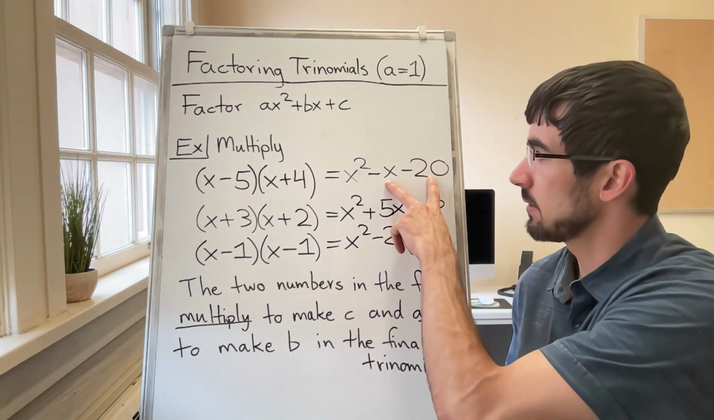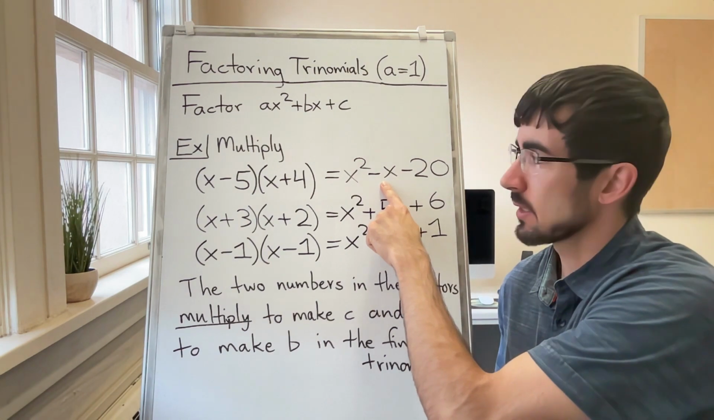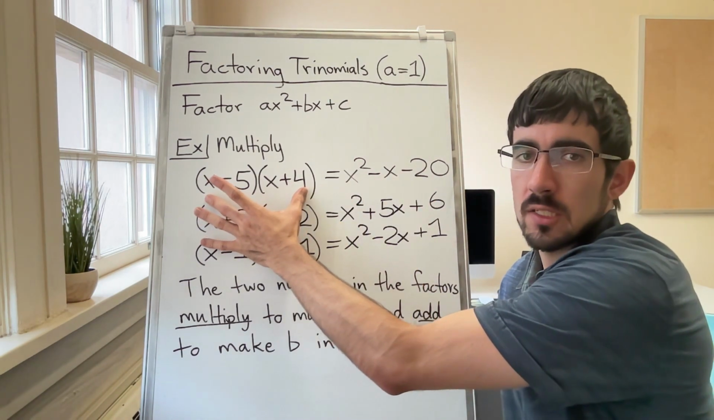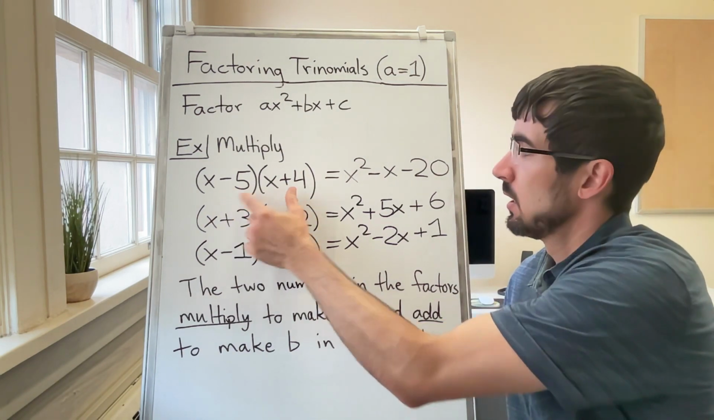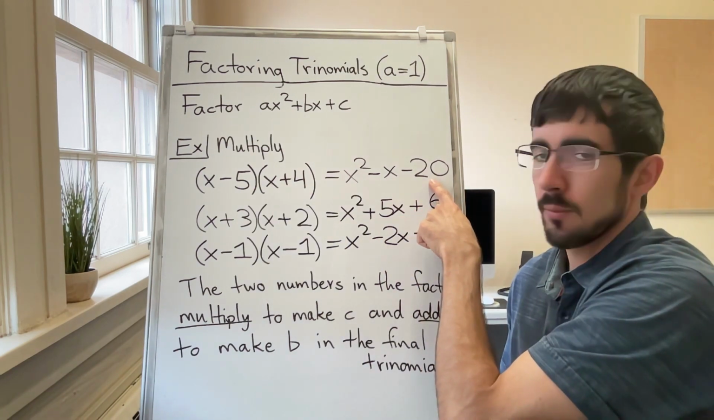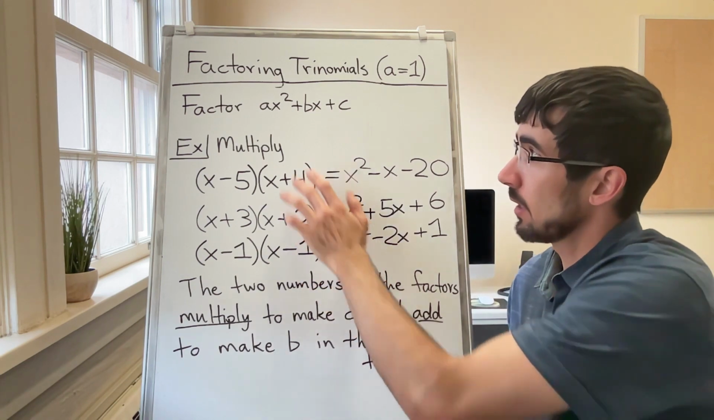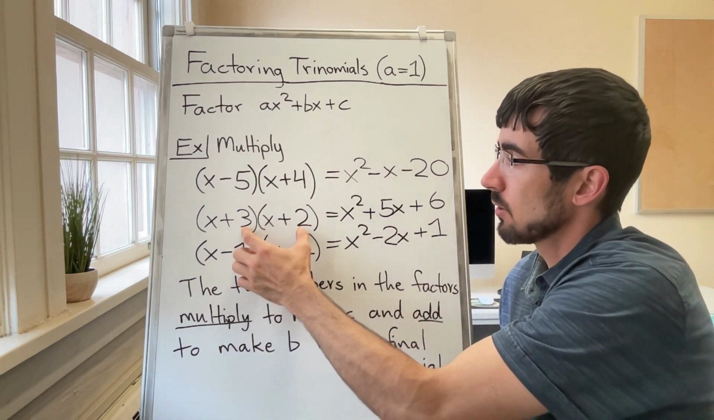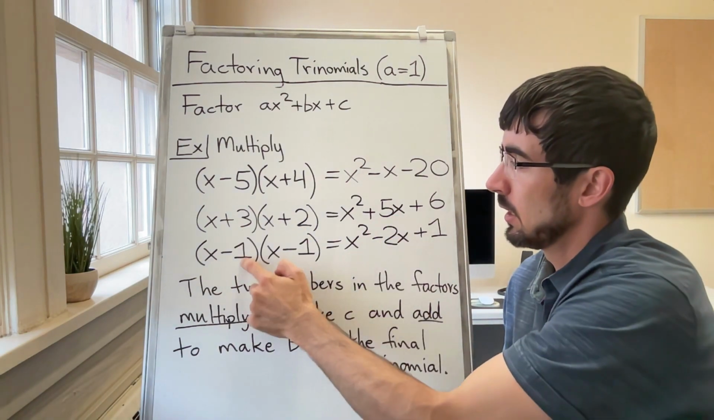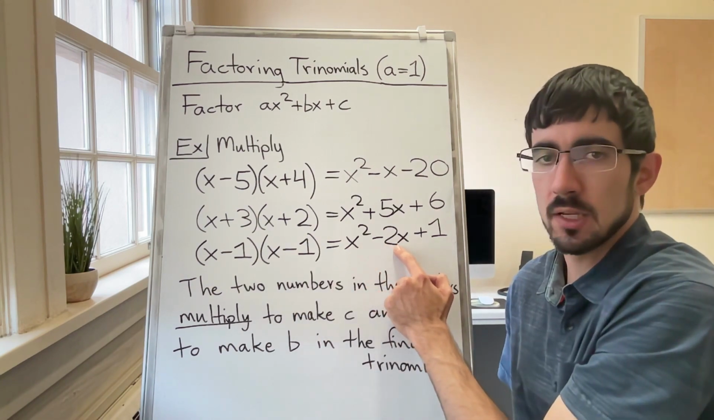And that's exactly where these came from, right? Remember, to get this value of negative 1x, I combined or added negative 5x plus 4x. So these 2 factors add to make negative 1, and they multiply to make negative 20. That pattern is true across all trinomials as long as a equals 1. So I have 3 times 2 is 6, 3 plus 2 is 5. Negative 1 times negative 1 is 1. Negative 1 plus negative 1 is negative 2.